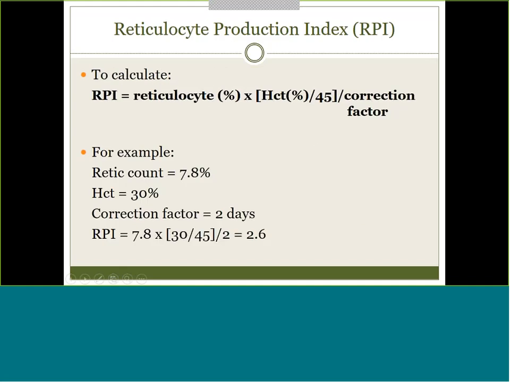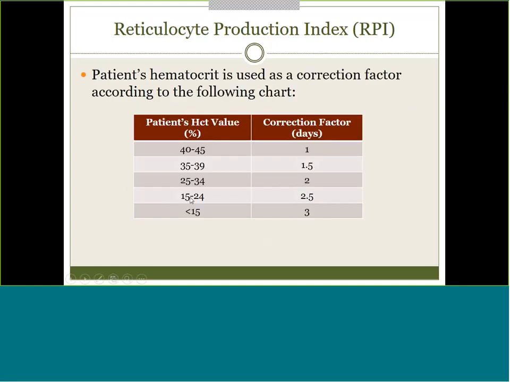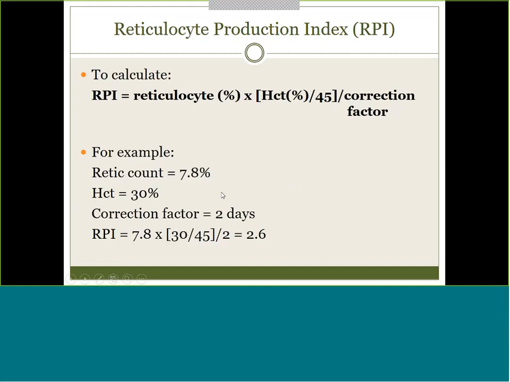So if this person had a retic count of 7.8% and a hematocrit of 30%, they went to the chart and found 30% was a correction factor of 2. We can plug those values into the equation. Again, do the brackets first. So first we do 30 divided by 45, then multiply that by 7.8, and then divide by 2 to get your RPI, your reticulocyte production index, of 2.6.